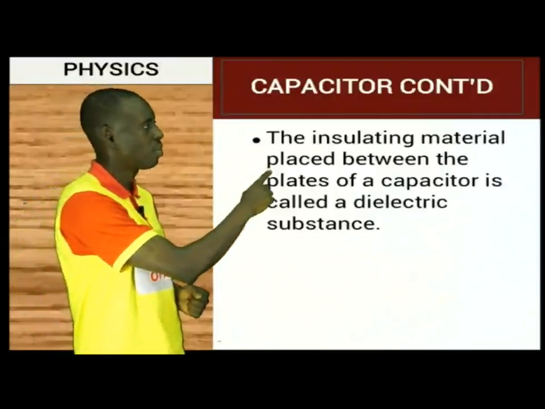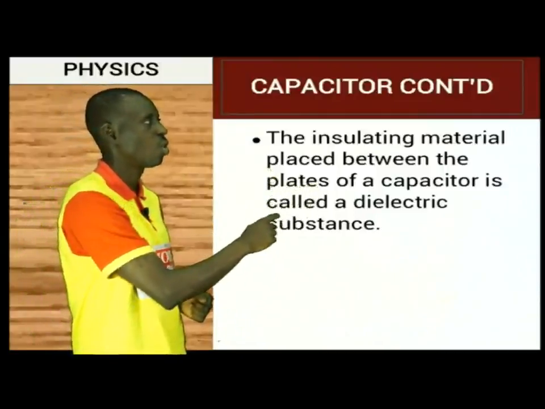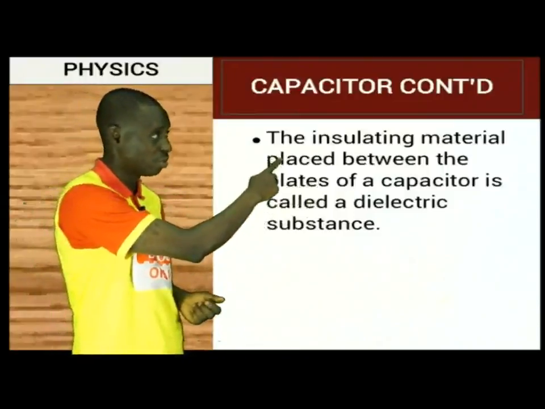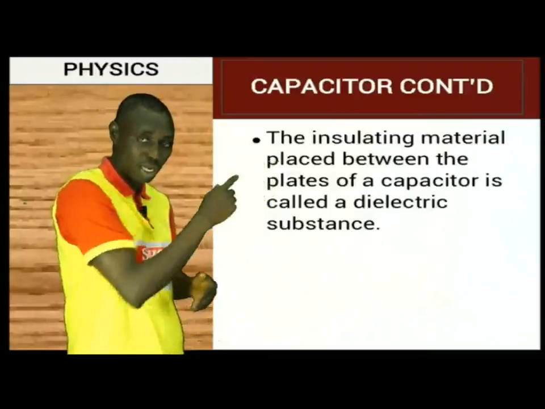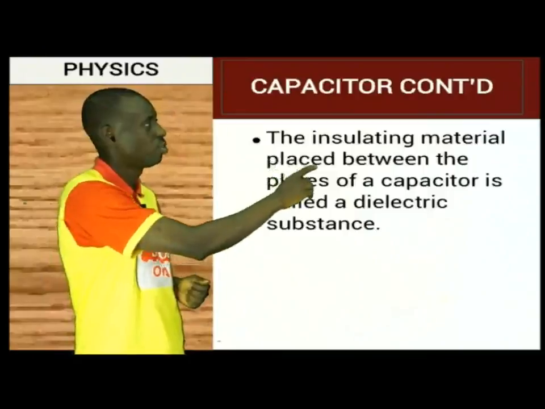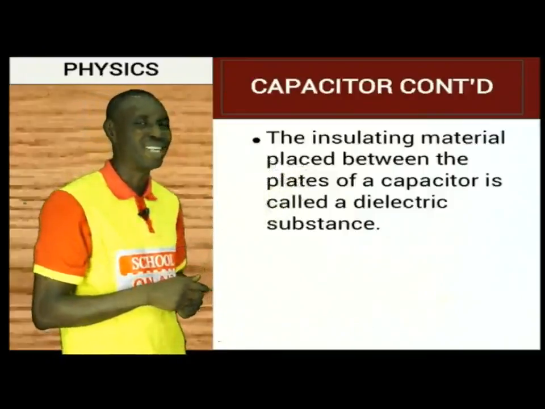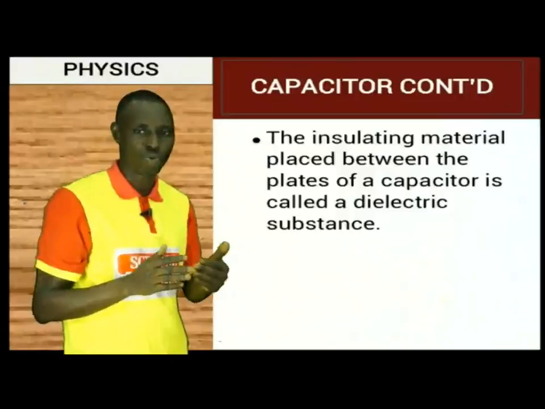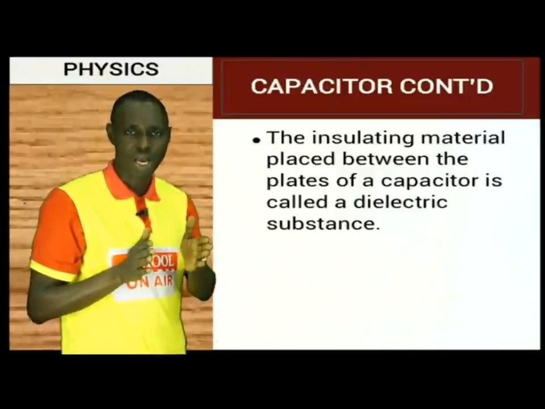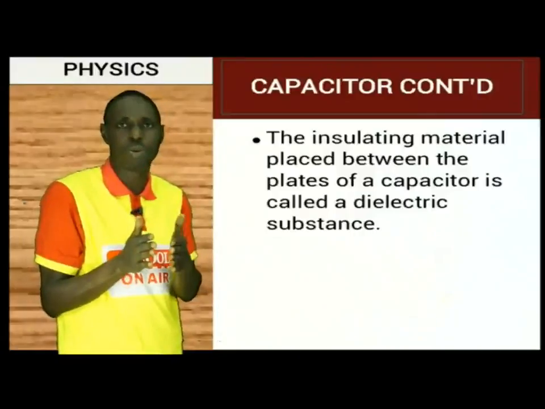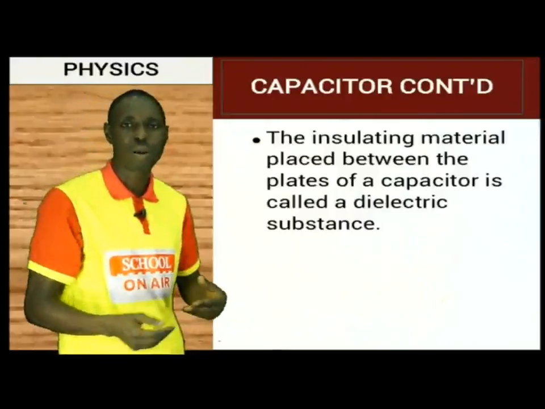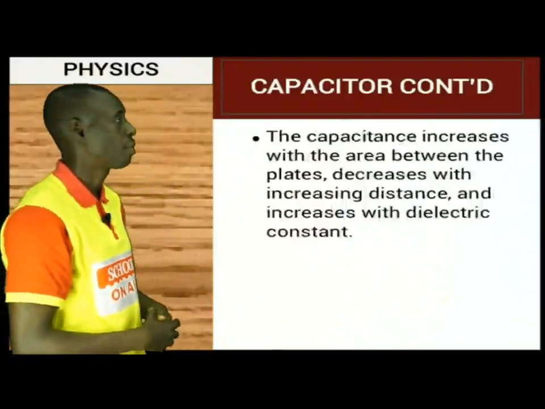Actually, the insulating material placed between the plates of a capacitor is called a dielectric substance. That particular insulator, the material of which it is made, the insulating material placed between the plates of a capacitor, is called a dielectric substance. I hope you won't forget this. We have two metal plates of opposite charges, separated by a small distance. The distance between them is not too large, and then you have what we refer to as a dielectric substance, which is an insulating material between the two plates of a capacitor.